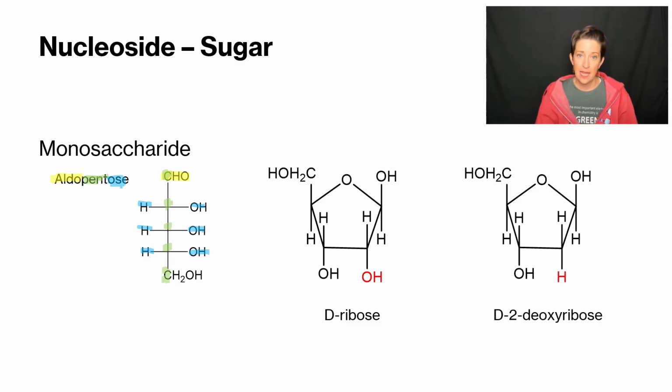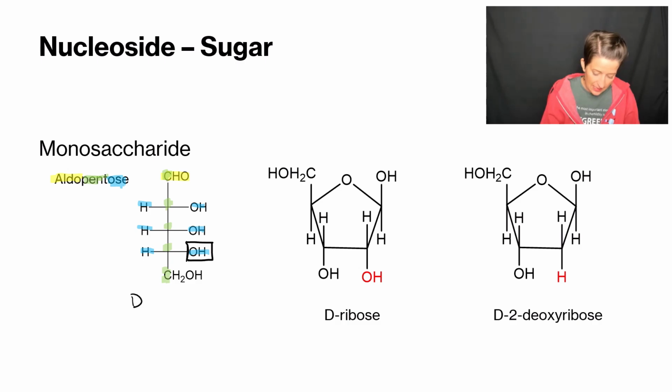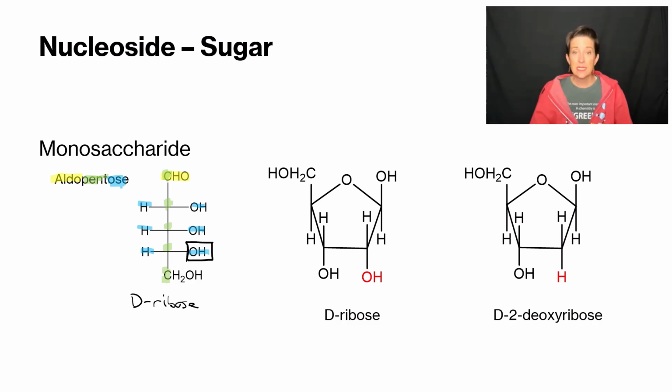In this Fisher projection, we see the chiral centers, but we can also identify that the OH group on the last chiral carbon is on the right side. So when it's on the right side, this is going to be D-ribose. As we discussed in our carbohydrates, the Fisher projection structure of our monosaccharides is not the stable version. It wants to go into its cyclic structure.